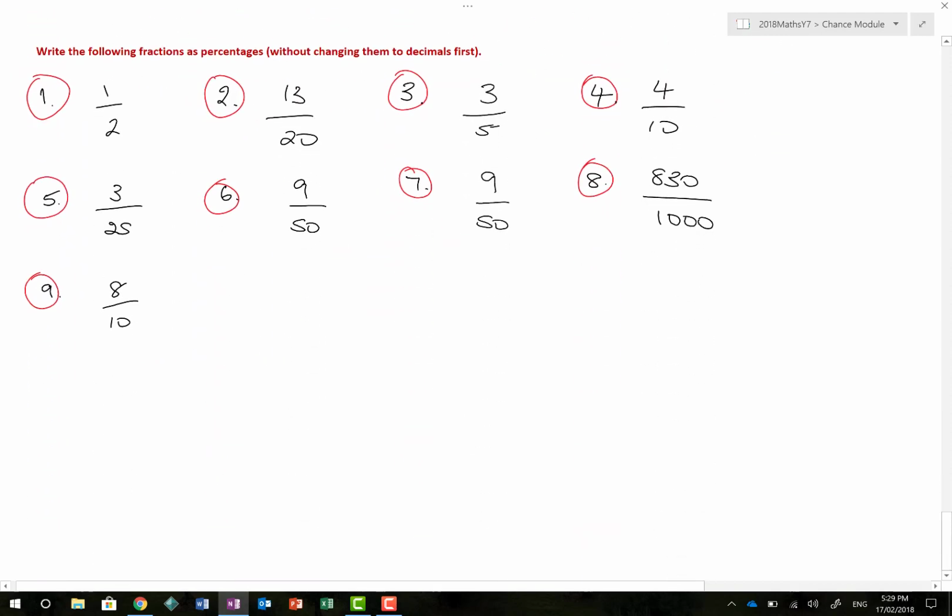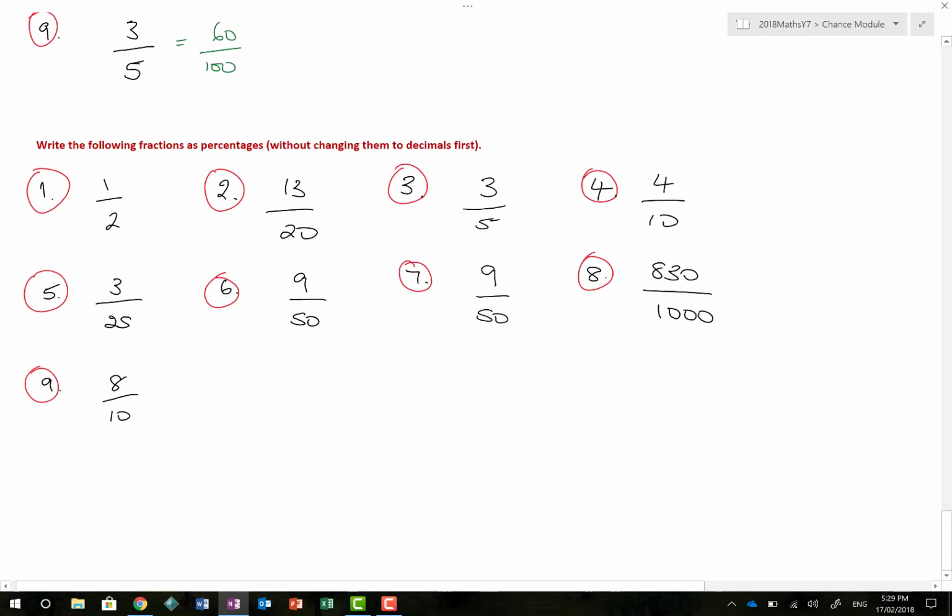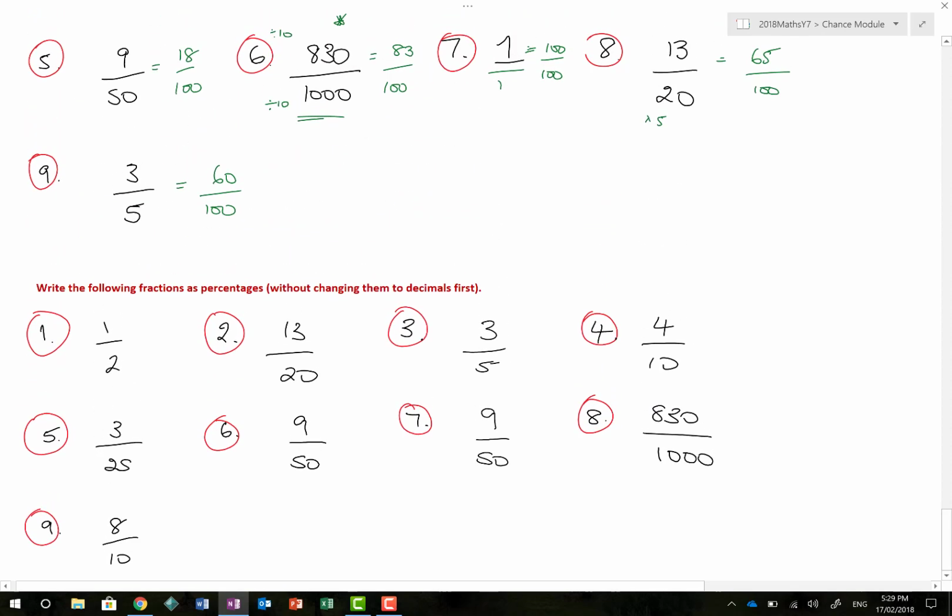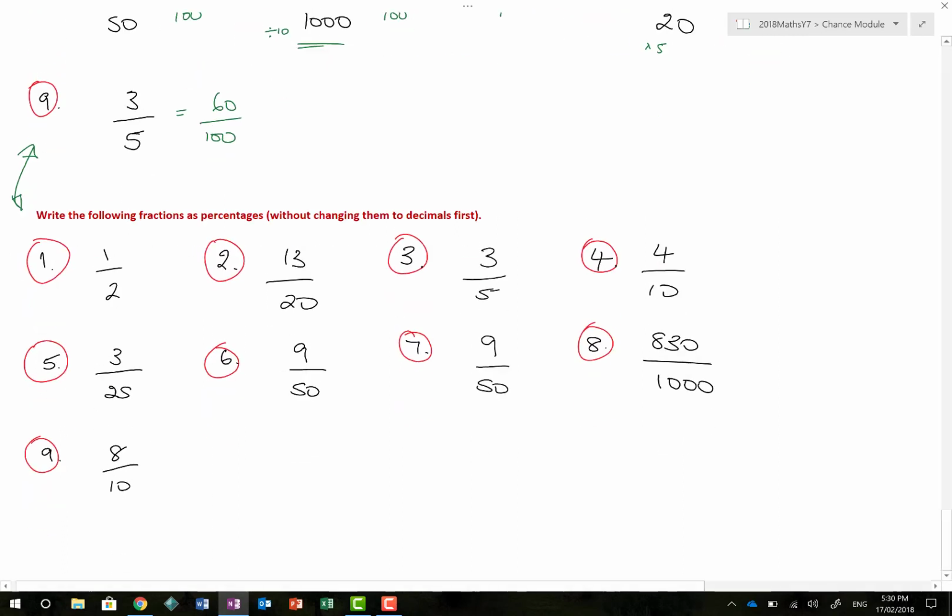I'm going to leave these to you to have a go, writing the following fractions as percentages, and hopefully what you'll notice, if you look at the questions here, is that all I've actually done is try to trick you by moving the questions above around. So you should be able to take your answers from the previous and write them straight as percentages.